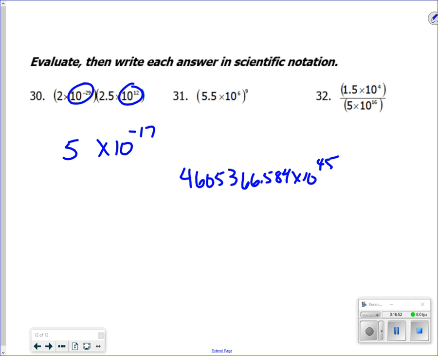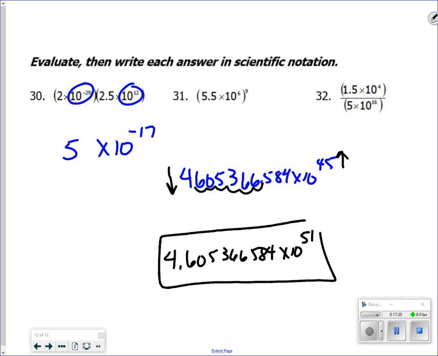Now, remember, those of you that watched the video from day 4, too big, too small, just right. This number is way too big. It needs to get smaller by 1, 2, 3, 4, 5, 6 decimal places, which means this needs to go up by 6 decimal places. So 4.605366584 times 10 to the 51st.